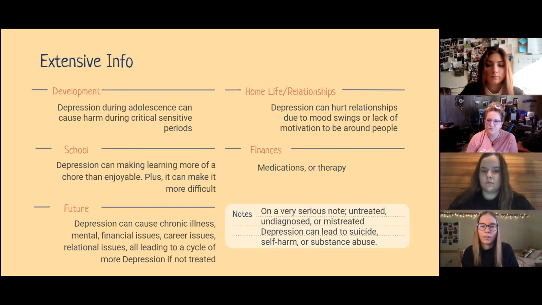Okay, and then moving on to home life and relationships. Home life can also be incredibly difficult for a child with depression. It could be your parents fighting, or you have overbearing parents and they're part of the cause, or the student might put too much pressure on themselves to perform well in activities at school. And depression can hurt relationships due to mood swings or lack of motivation to be around people.